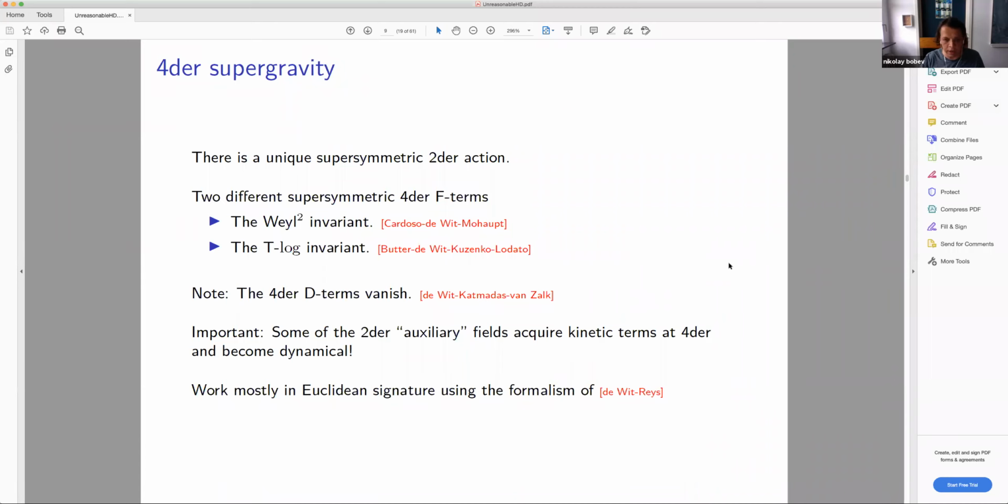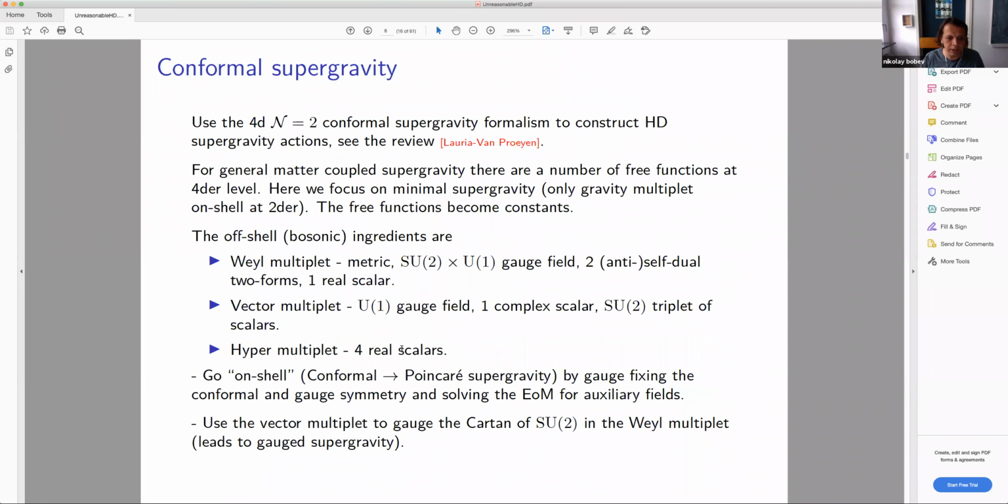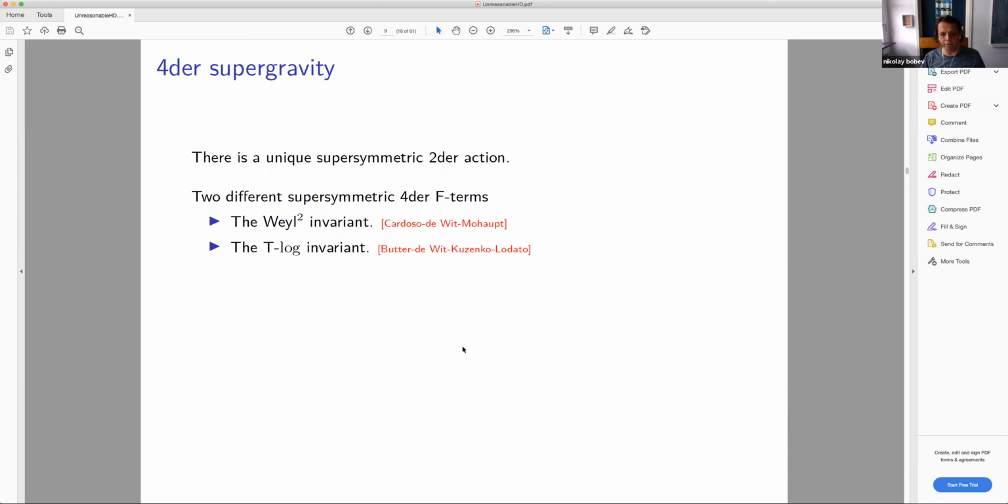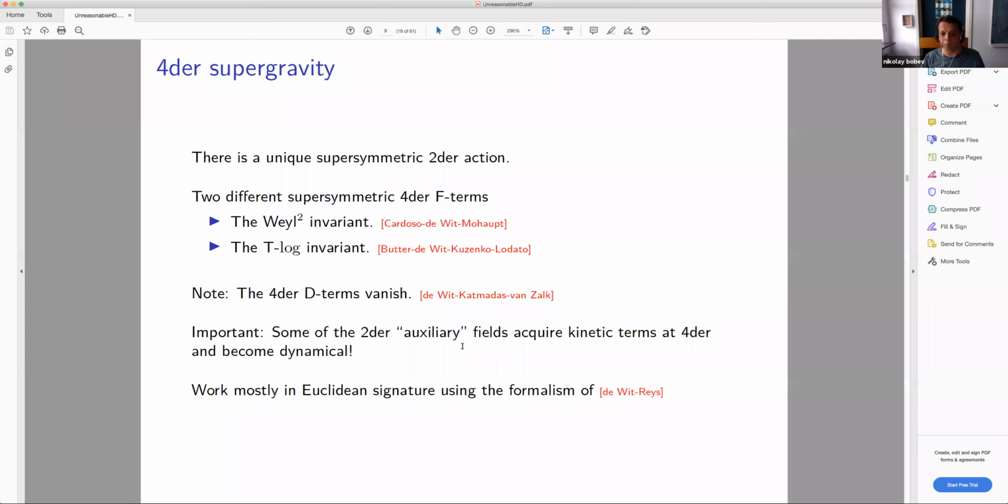Another thing that's important is that these fields here, this vector and hyper multiplet, and also this abelian multiplet, contain a bunch of auxiliary fields, but they're auxiliary at the two-derivative level. At four derivative, they'll actually have strange kinetic terms, so they will contribute extra propagating modes. In addition, for holographic reasons, on-shell action calculations, I'll be interested in Euclidean signature in the bulk. And so I will make use of this nice paper from Ute. Okay, so this is all that's going to happen in 4D supergravity in words.